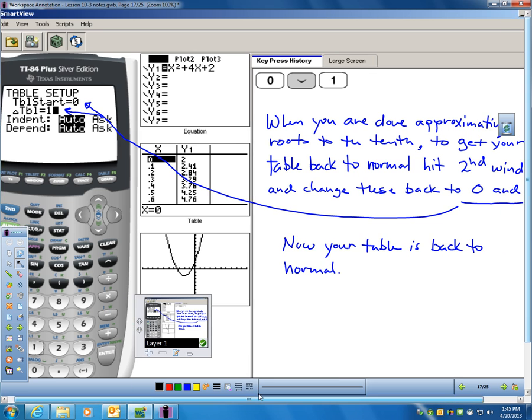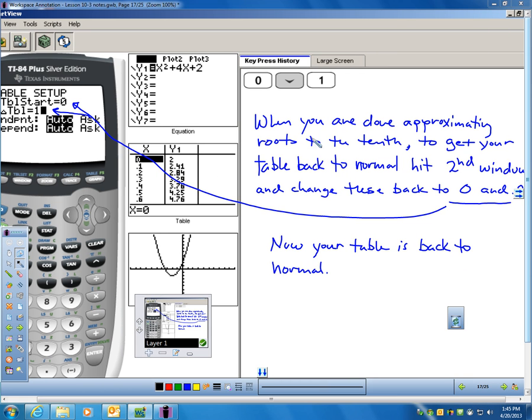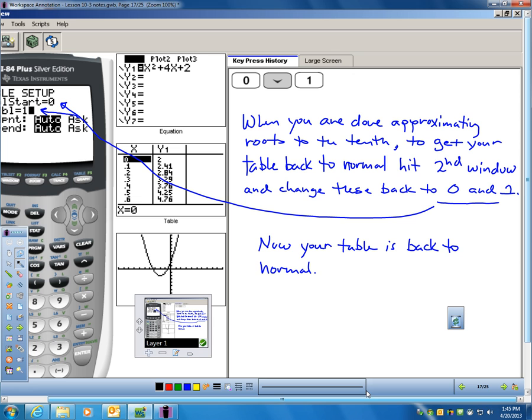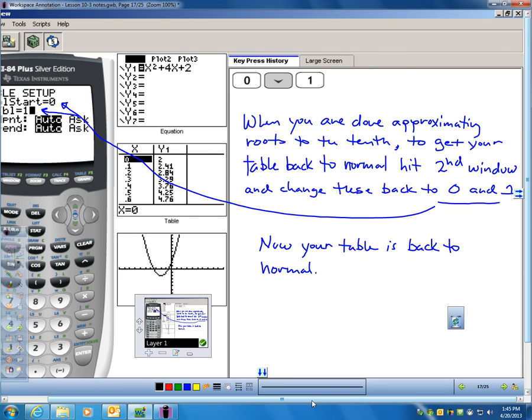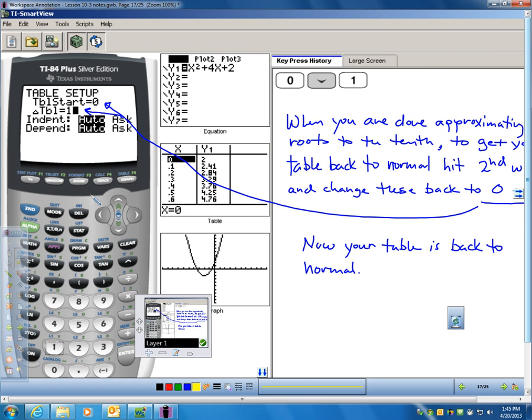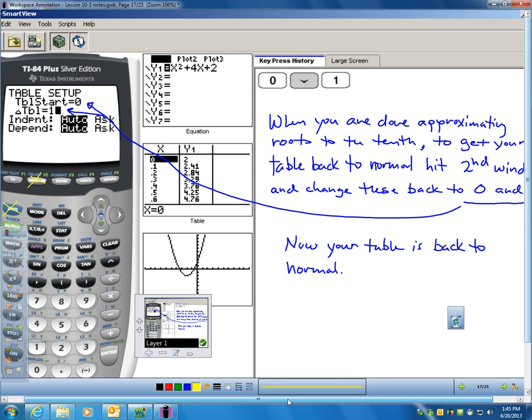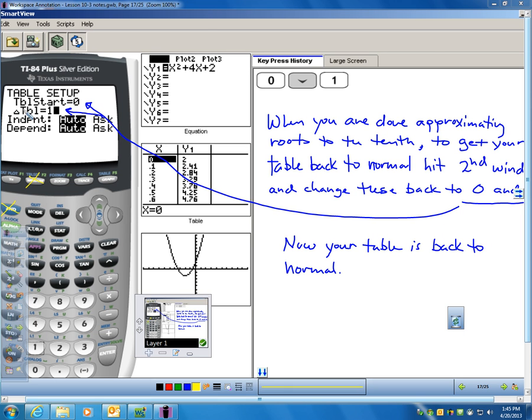Okay? When you are done approximating roots to the tenth, you might want to change your calculator table back to how it was. To change your table back, just go back and hit the second window key again. Let me highlight those. Hit second window, and you'll see the screen. And all you need to do to get your table back to normal is plug in 0 for table start and plug in 1 for table interval, and now your table will be back to normal, the way you want it.